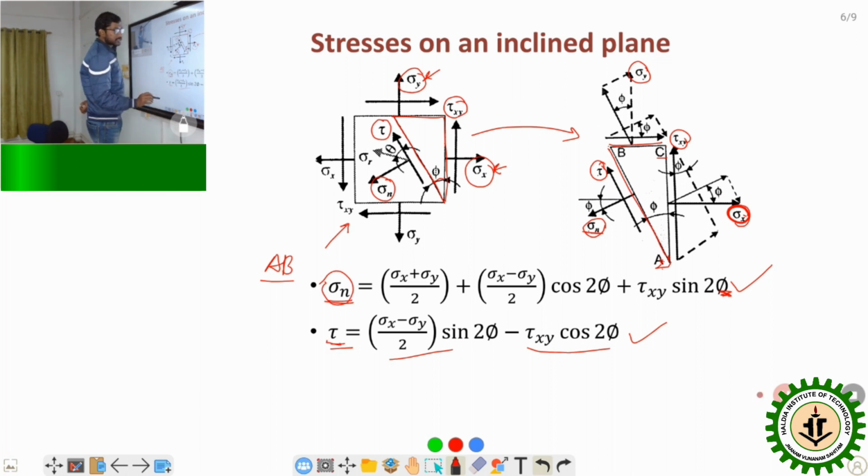because from the definition of principal stress we know that on any inclined plane, if the total stress is wholly normal, that means no shear stress is present, that is known as principal stress. Another way we can say that on any inclined plane, if the normal stress is either maximum or minimum, this plane is known as principal plane and the corresponding stresses are known as principal stresses.